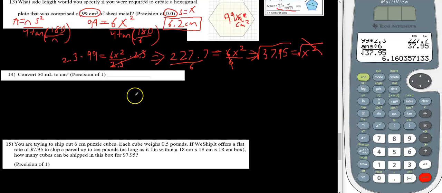Let's move on to question 14. Question 14 asks, convert 50 milliliters to centimeters cubed. And so this is a very complicated formula, but I want you to go ahead and write it down. I'm going to say 1 milliliter equals 1 centimeter cubed, because when they invented the metric system, they thought it through and they wanted this to be a simple conversion, right? And so it's 1 to 1. So 50 milliliters would be 50 centimeters cubed. And that's it. That's the whole answer. And it says precision of 1, which just means round to the nearest 1. And hey, it already is rounded to the nearest 1, so we're done with that question.